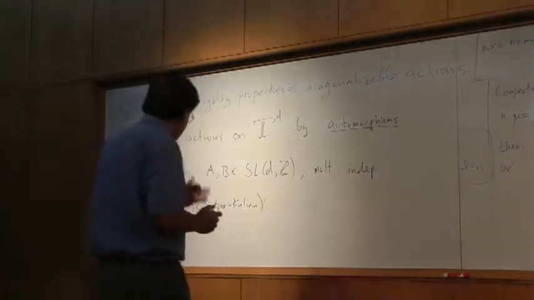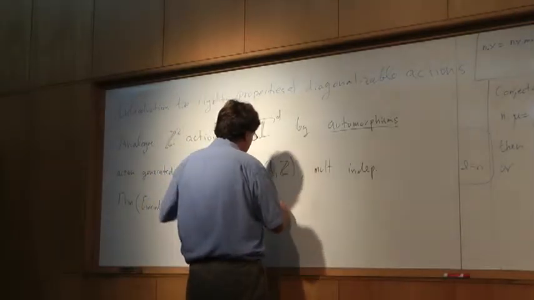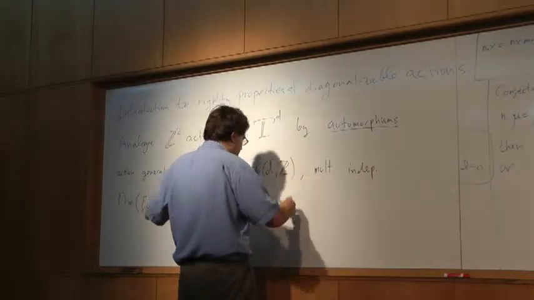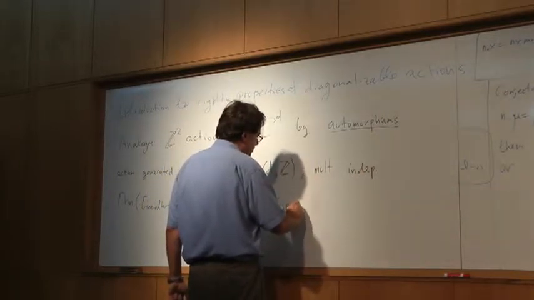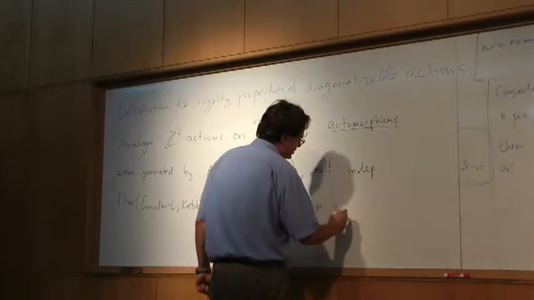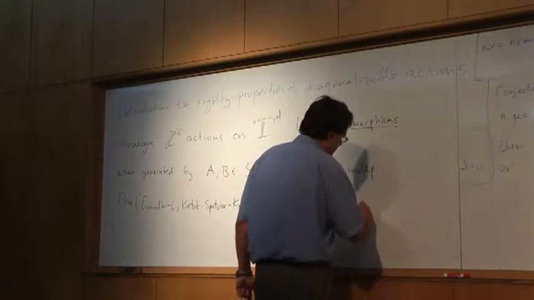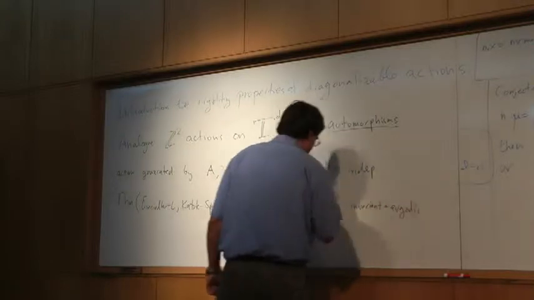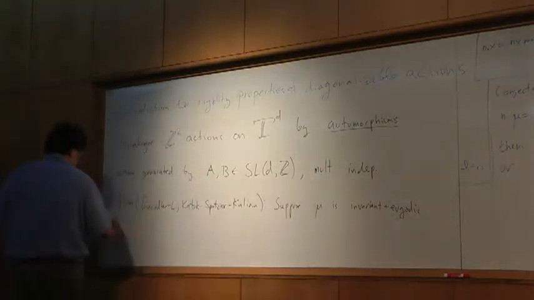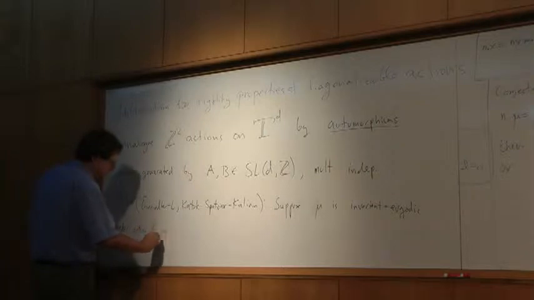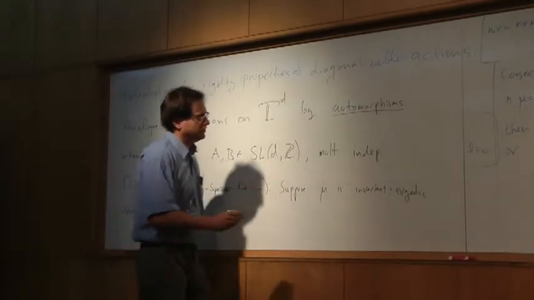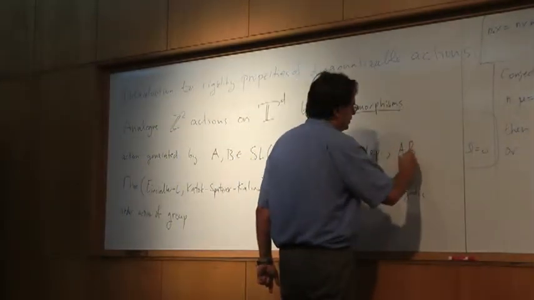So under these assumptions, I have this action by multiplicatively independent matrices. Suppose mu is invariant plus ergodic under the action of the group generated by A and B. Do A and B commute? Yes, I should say so. Multiplicatively independent, AB equals BA.